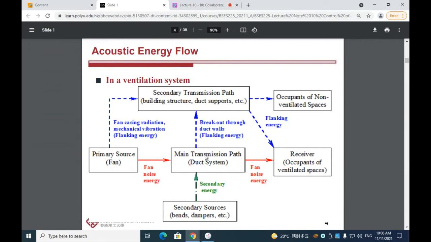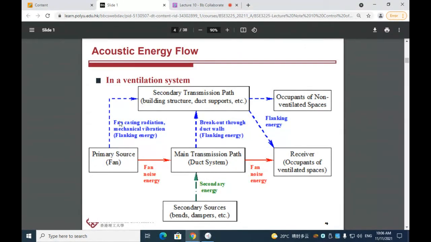Okay, and through the duct system, part of the acoustic energy will be transmitted through the duct walls by flanking energy, shown here. And the noise energy will be directly transmitted to the receiver or occupants of the ventilated spaces. The primary fan will transmit the acoustic energy to the main transmission path, the duct system.